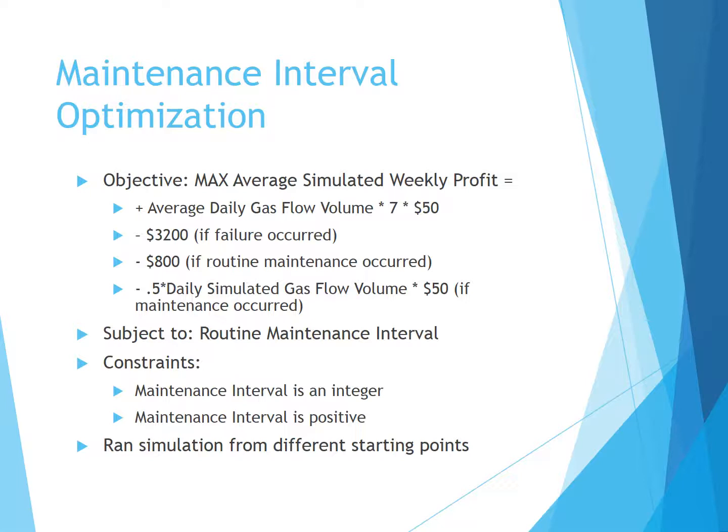There's also the cost associated though with doing any kind of maintenance, both preventive maintenance or routine maintenance and corrective maintenance. And this is the lost opportunity cost or the downtime of when we're not being paid because the compressor is not running. So this is why we can't do routine maintenance just all the time to prevent any failure. So the cost associated with that is half of a day times the daily simulated gas flow volume times the rate of $50. Again, the objective function here is subject to the routine maintenance interval.